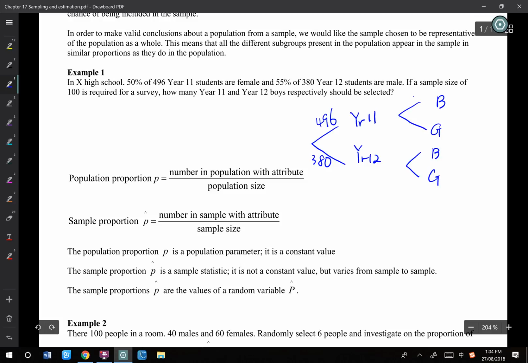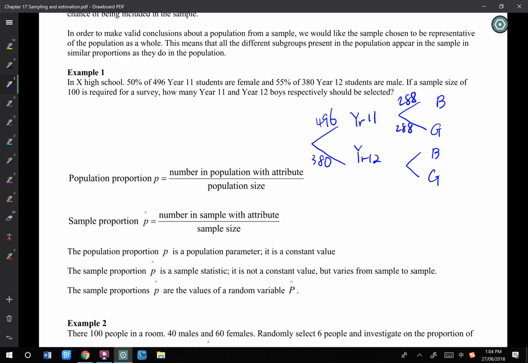How many year 11 boys do we have? No, oh no, it's in the question, okay. Eat your lunch. It's okay, finish your lunch first.